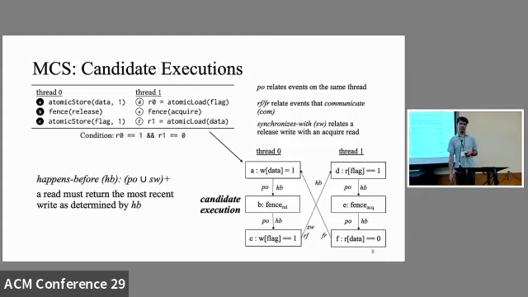Altogether, you can use these relations to create a relation called happens before, which intuitively describes the order in which events should appear to happen, and is formally defined as the transitive closure of the union of program order and synchronizes with. A read must return the most recent write as determined by happens before. So if you look at this execution, because there's this chain of happens before relations between A and F, but F does not read the value that A wrote, we know that this execution is disallowed by the MCS.